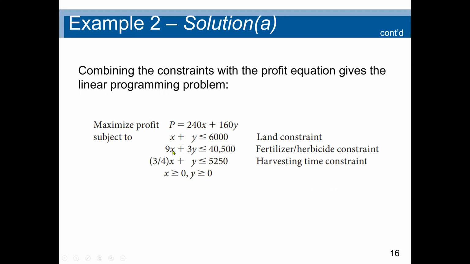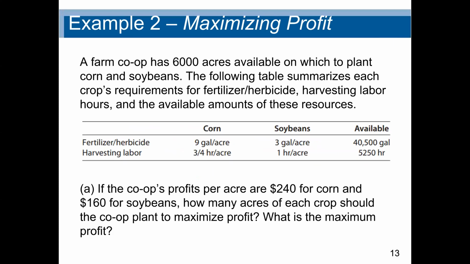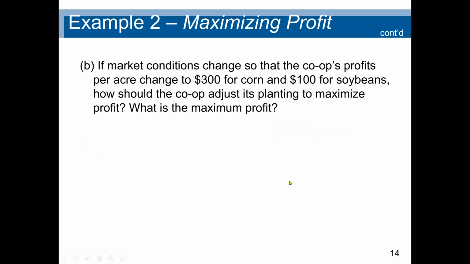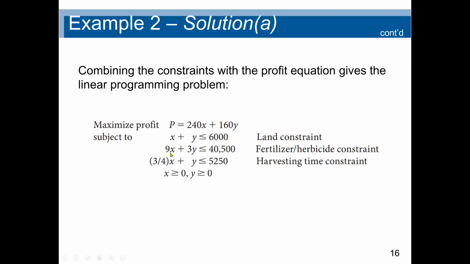The second equation: we have 9x plus 3y is less than or equal to 40,500. Let's go back to the table so we can see the fertilizer for the corn is 9 gallons per acre, for soybeans 3 gallons per acre. So it will be 9x plus 3y equal to 40,500. That's the maximum available, so actually it will be less than or equal. We may end up using less, but not more than what we have. So that's why the second equation is 9x plus 3y less than or equal to 40,500.